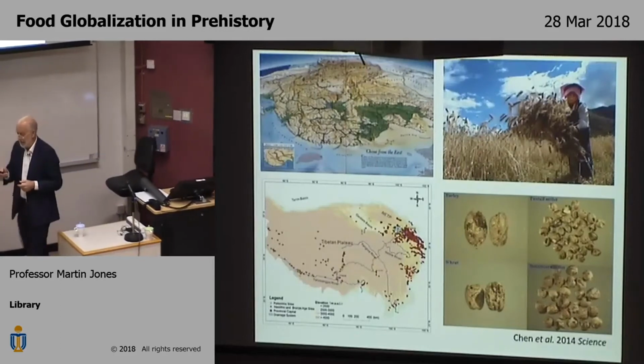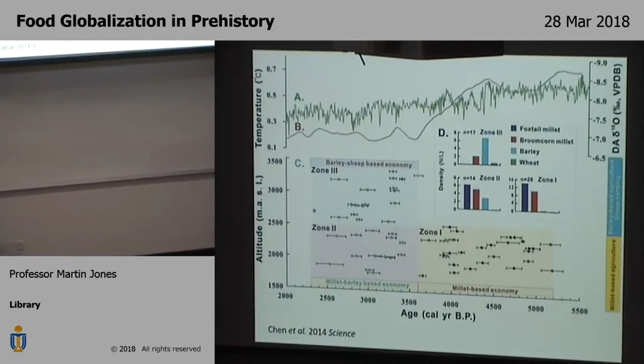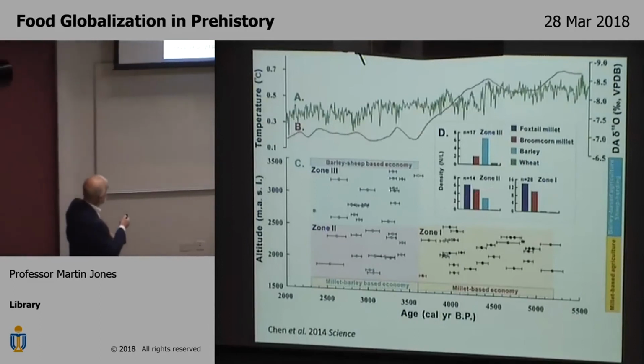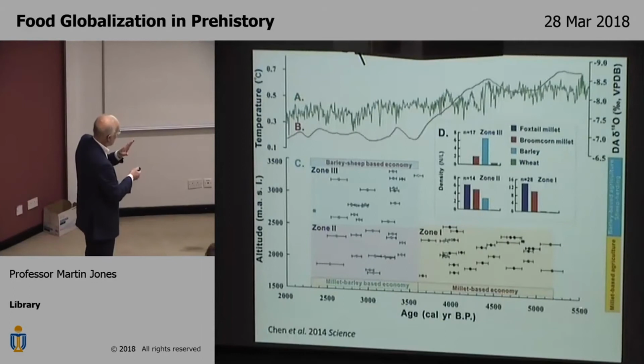Now, here's another diagram, which doesn't make much sense to start off, but first of all, I should say, time goes this way. So this is ancient and this is recent. And these two are a temperature curve, so you can see environmental change here and a dip in temperature there. And these dots all relate to flotation and samples of what are now familiar cereals: foxtail, broomcorn, barley and wheat.